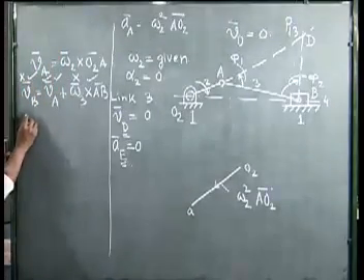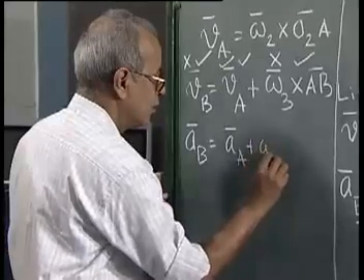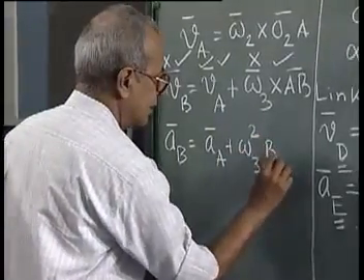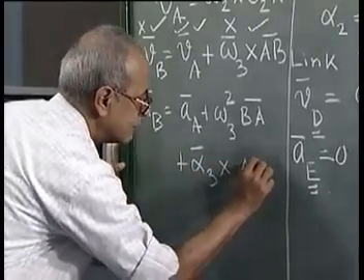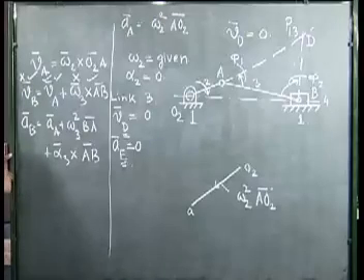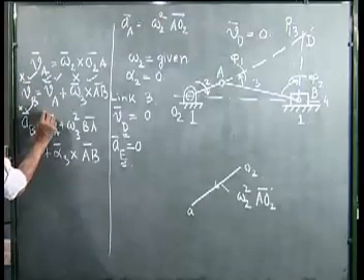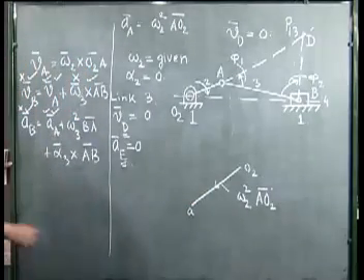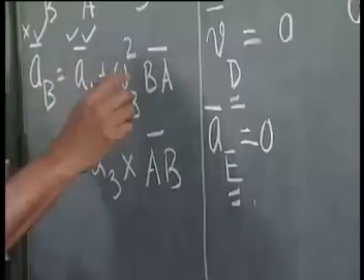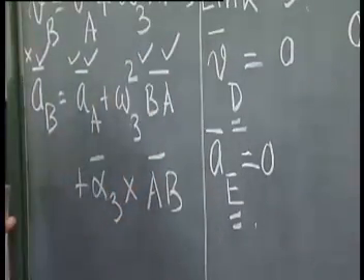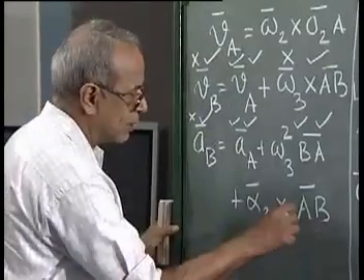Now we write the acceleration of the point B is acceleration of the point A plus omega 3 squared BA plus alpha 3 cross AB. As far as acceleration of B is concerned, we do not know the magnitude, but I know the direction, which is horizontal. Acceleration of A is completely known and we have already drawn it here. From the velocity analysis, we have already determined omega 3, that is the angular velocity of link 3. So omega 3 is known, BA vector is known, so this vector omega 3 squared BA is completely known. Alpha 3 cross AB, I know the direction because it is perpendicular to the vector AB, but I do not know the magnitude.